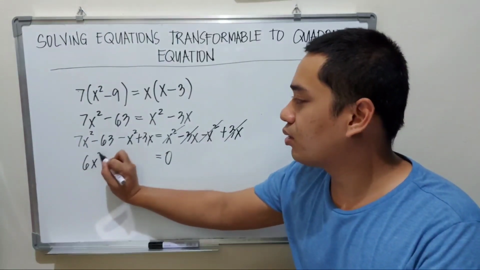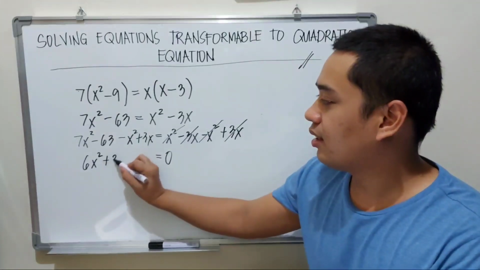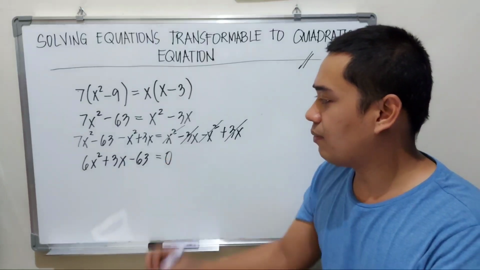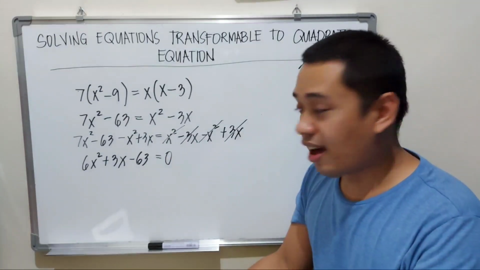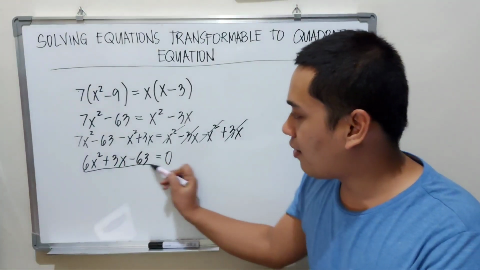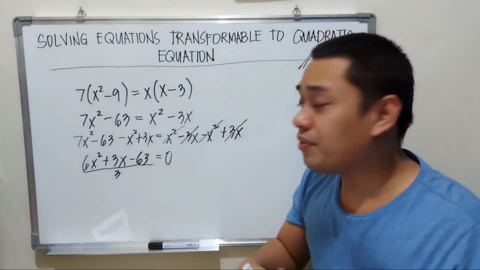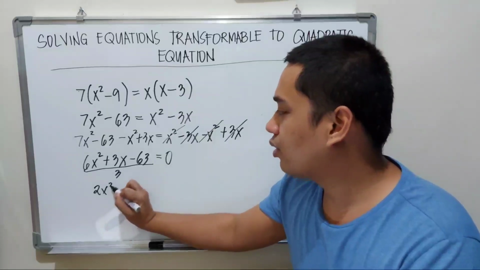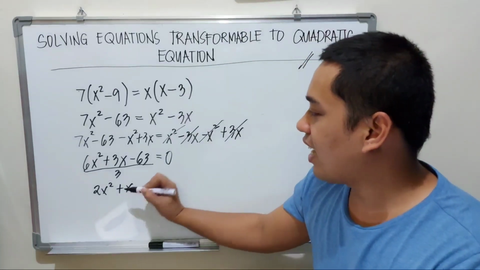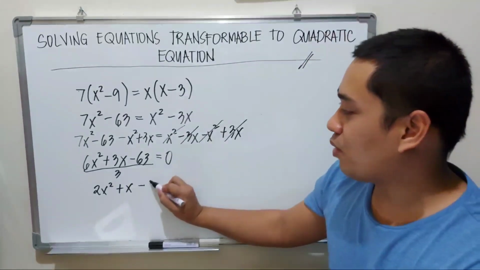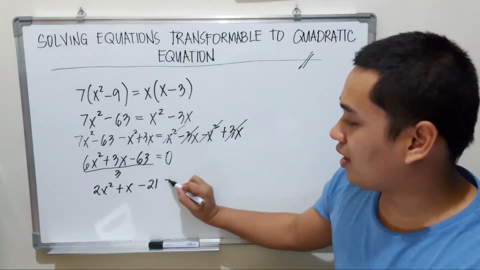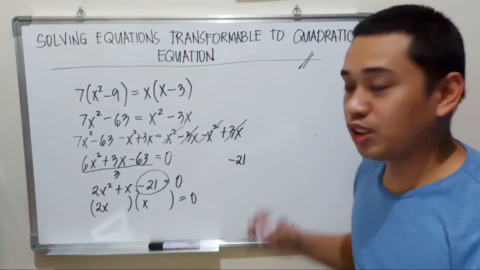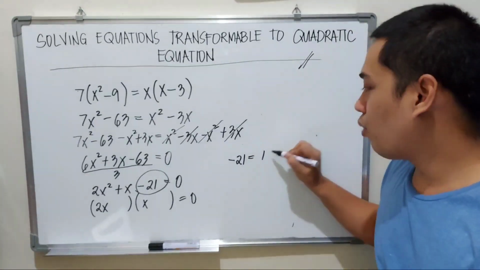We have 6x squared plus 3x, then we have negative 63. Is there a common factor? Yes, we have 3. So after dividing it by 3, we will have 6 divided by 3, 2x squared plus x minus 21 equals 0. So now let us try to check the factors for negative 21.